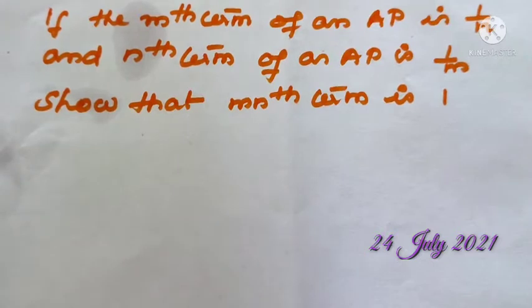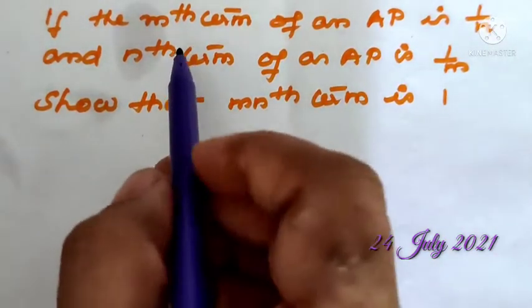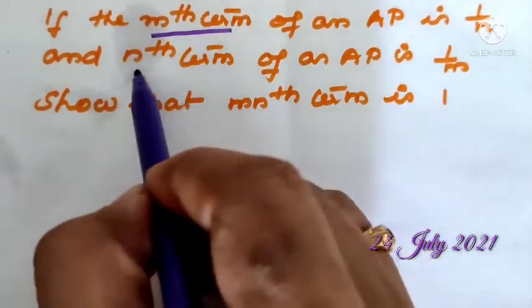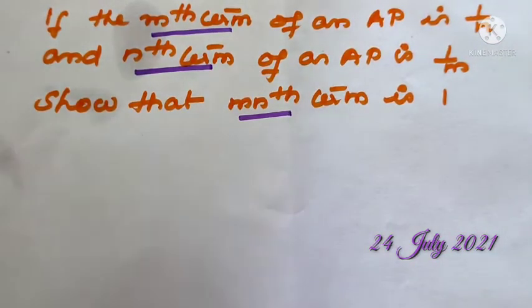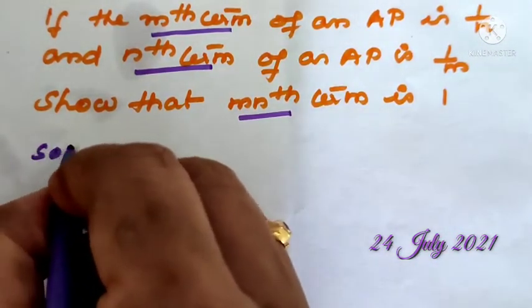If the mth term of an AP is 1 by n and the nth term of an AP is 1 by m, show that the mnth term is 1. So the question is given the mth term and nth term, and show that the mnth term is 1. Right? So we will write the solution.